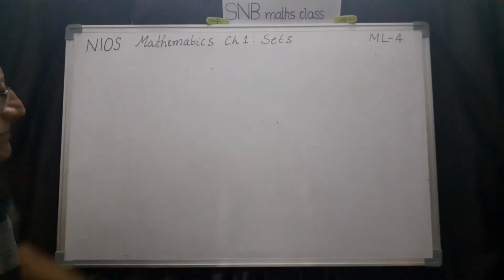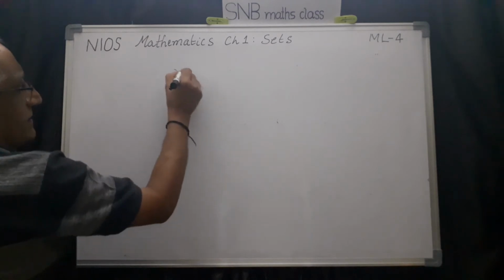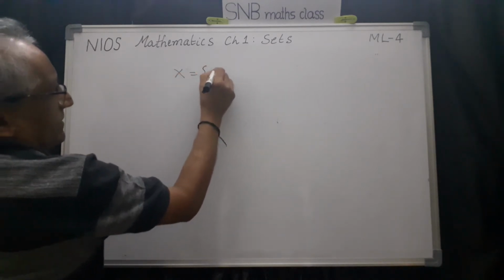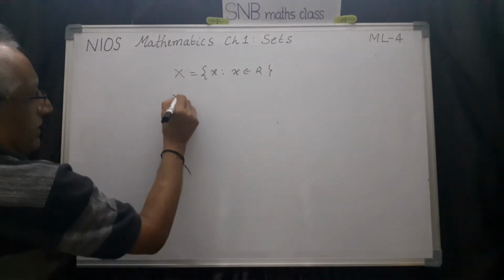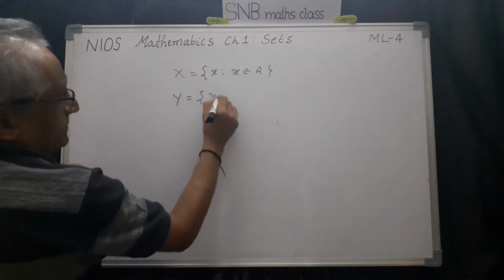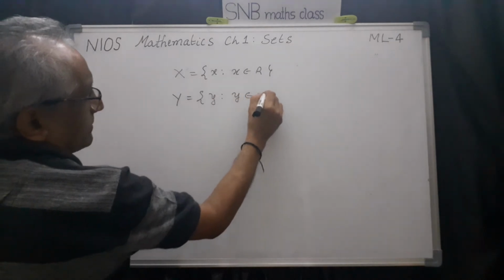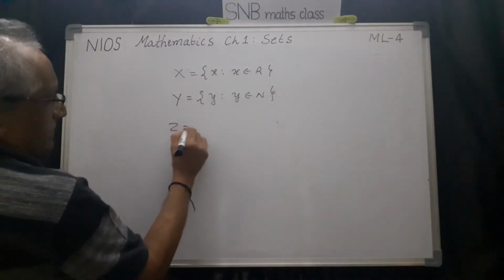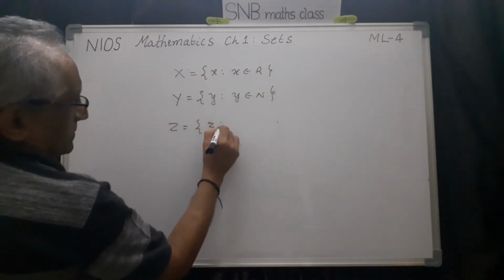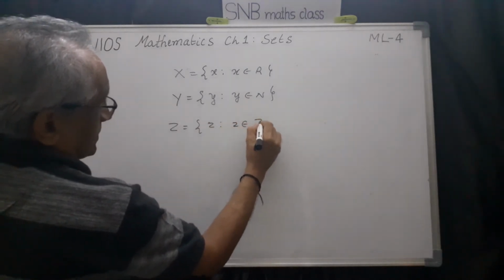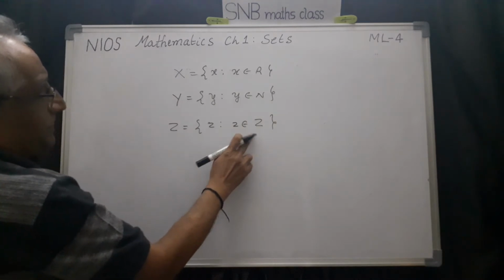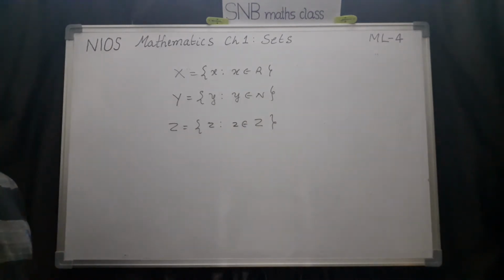Let us say, for example, I will take X as a set of all X such that X belongs to R. Then Y as the set of all Y such that Y belongs to N. And Z as the set of all Z such that Z belongs to Z, that is, integers. So which set can you take as the universal set?